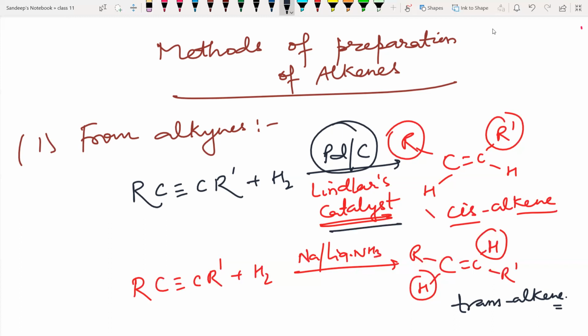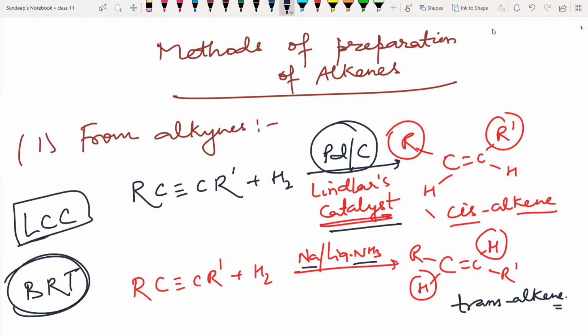Very important: in case of Lindlar catalyst, cis. So Lindlar catalyst, cis, LCC. In case of sodium liquid ammonia, Birch reduction, trans, BRT. So it is BRT, Birch reduction trans. This is the trick to remember.